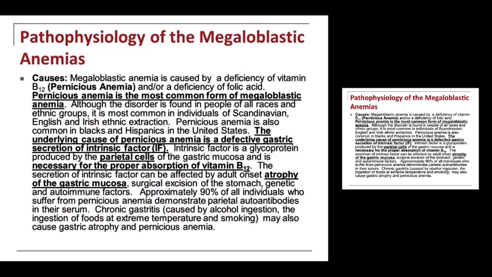It's found in people of all races, but common in individuals of Scandinavian, English, and Irish ethnic extraction. Pernicious anemia is also common in blacks and Hispanics in the US. The underlying cause of pernicious anemia is a defect in gastric secretion of IF, the intrinsic factor. Intrinsic factor is a glycoprotein produced by the parietal cells of the stomach, and it's needed for the absorption of B12. So intrinsic factor and B12 bind to each other in an acidic environment. If someone's playing around with the pH of the stomach by using some form of antacid and they raise the pH of the stomach, then B12 and intrinsic factor never bind to transport it to eventually the site of absorption, which is at the ileocecal region.